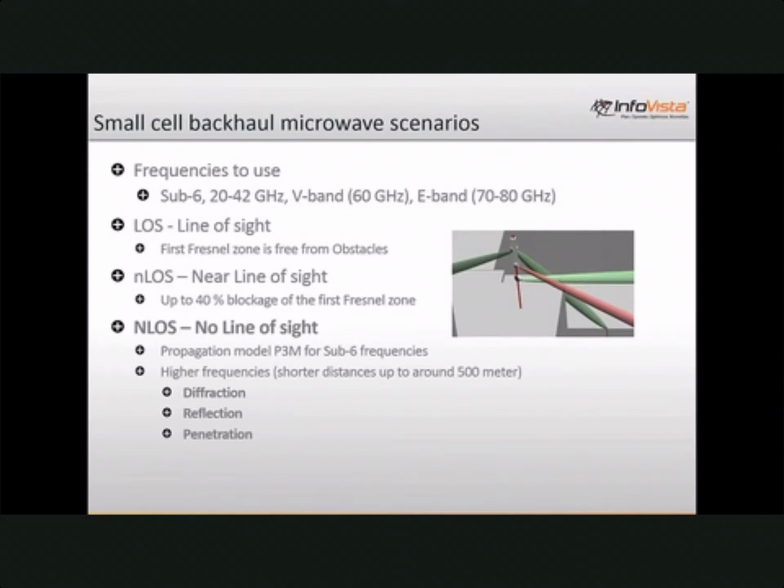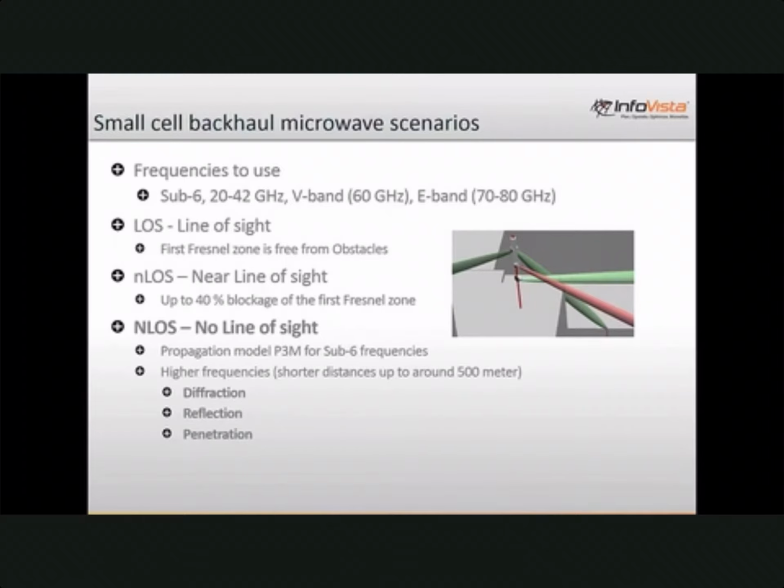You have the NLOS with a small n, near line of sight, which means up to 40% blockage of the first Fresnel zone. Then you can use any of the diffraction models already included in the tool. For best result, you should use any of the knife edge propagation models. And then we have the NLOS, which means no line of sight at all. For the sub-6 frequencies, normal coverage predictions with the Point-to-Multipoint tool using propagation model P3M to find suitable connections can be used.